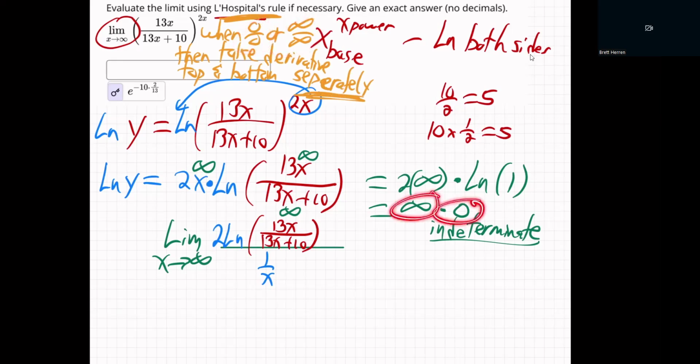Right now it's infinity times 0. That's not a form by which we can use L'Hopital. We gotta have a fraction. It's gotta be 0 over 0, infinity over infinity. So I take that x and I move it to the bottom as a 1 over x. Dividing by 1 over x is the same as multiplying by regular x.